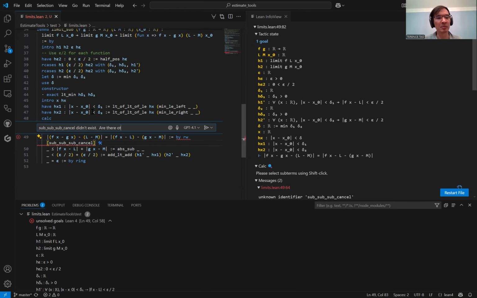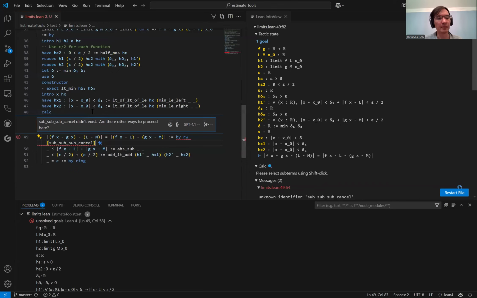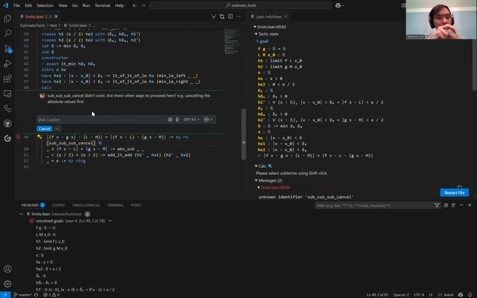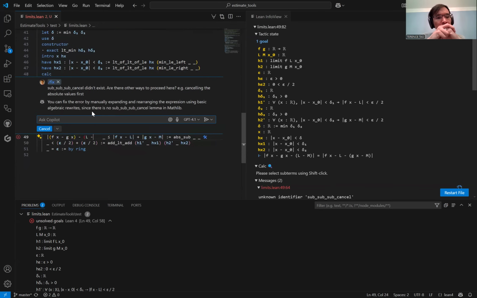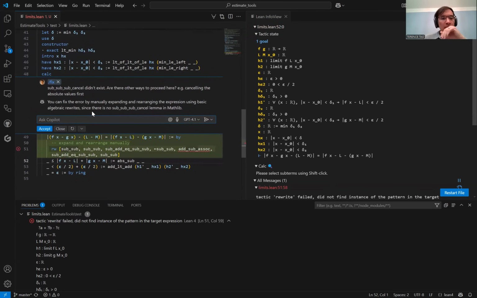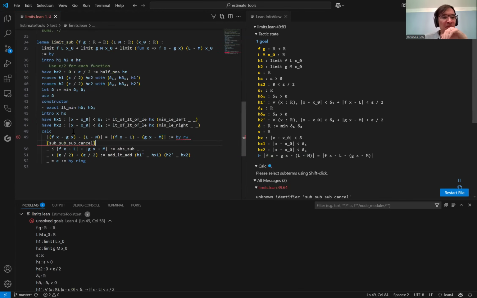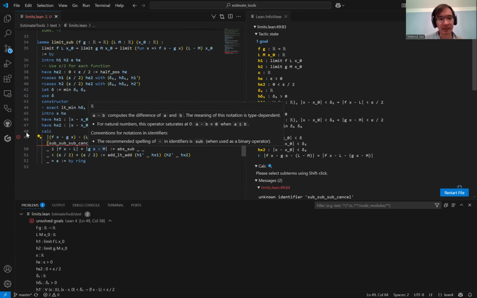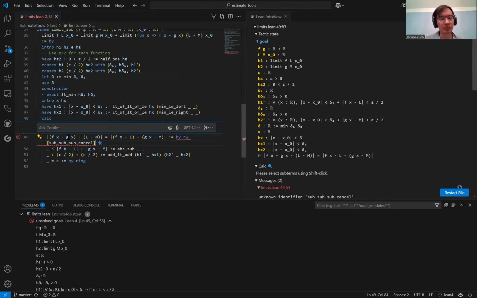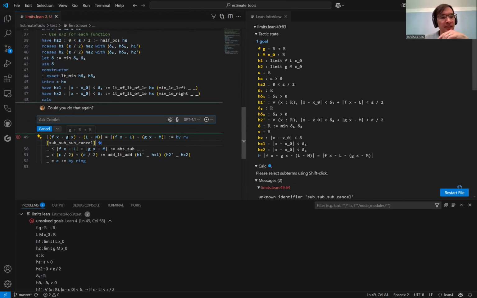There are other ways to proceed here, for example canceling the after values first. So I can give it a hint to see what happens. Oh boy. Okay, so it's trying. Oops, I lost that. Does it remember what I just did?